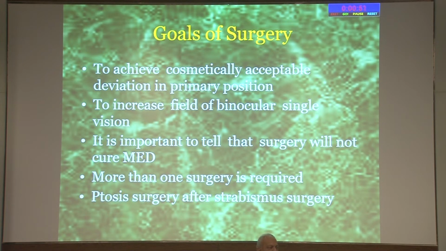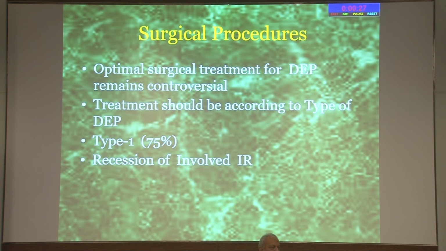And more than one surgery is required in this sort of patients, and usually these patients present to the ophthalmologist with complaint of ptosis, and they want ptosis surgery first, so they have to be counseled that strabismus surgery will be done first, and after that ptosis surgery will be done. So counseling is very important in this sort of patients.